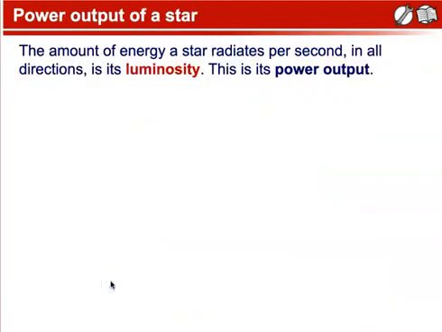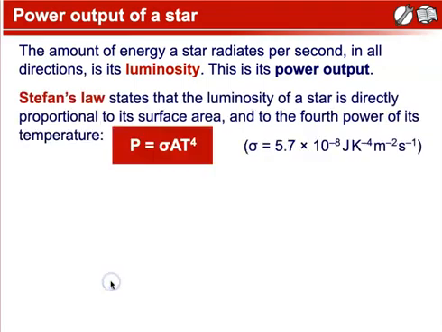Power output of a star. The amount of energy a star radiates per second in all directions is its luminosity. It's its power output. Stefan's law helps us to understand this, and it states that the luminosity of a star is directly proportional to its surface area and to the fourth power of its temperature.